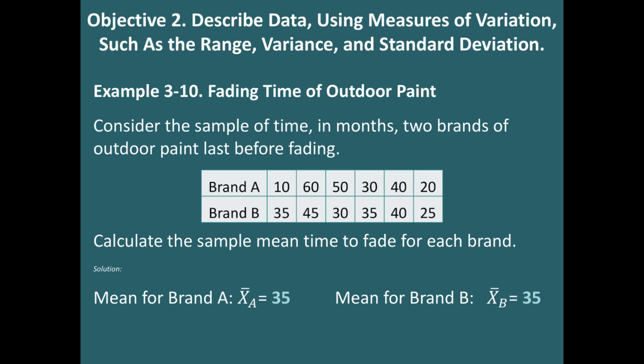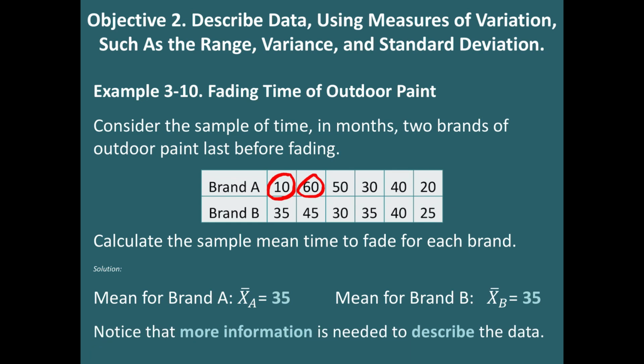The mean for brand A is 35 months before fading, but the mean for brand B is also 35 months before fading. Now, as you can see, there are various sample data for where the paint started to fade. For example, here in this sample, this person's paint started to fade after only 10 months, whereas this person had 60 months before they noticed fading. And either way, whether it's brand A or brand B, they both have the same mean value for fading. So in that case, we will need more information to truly describe this data.